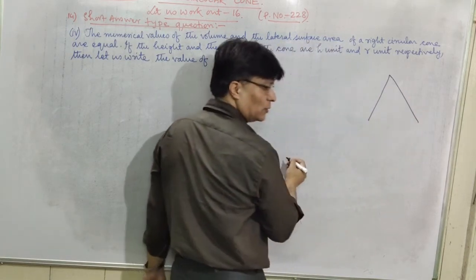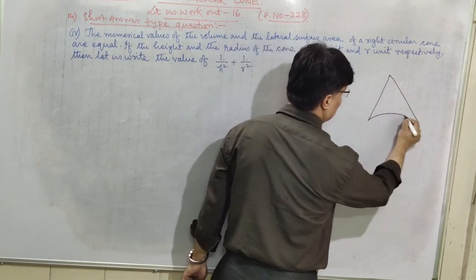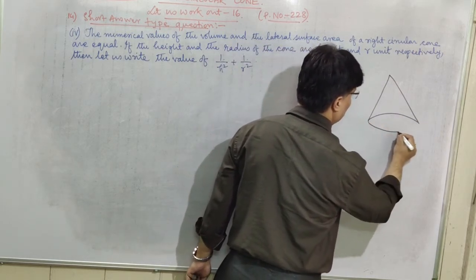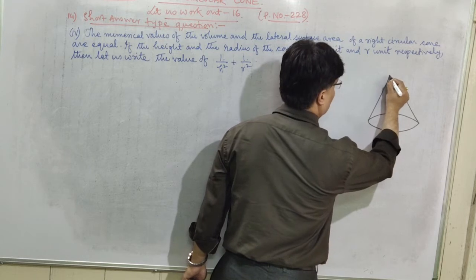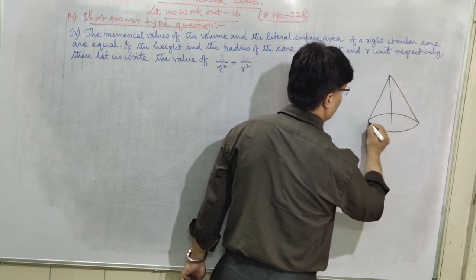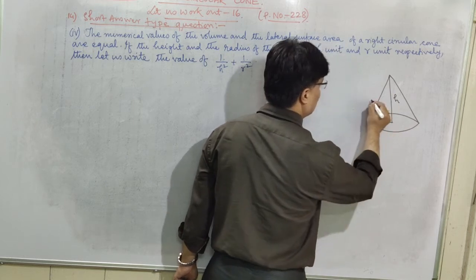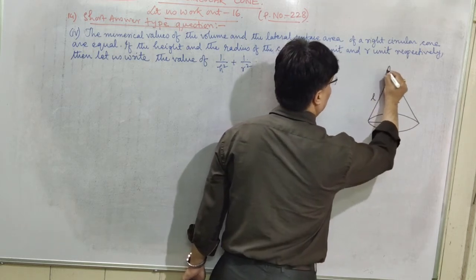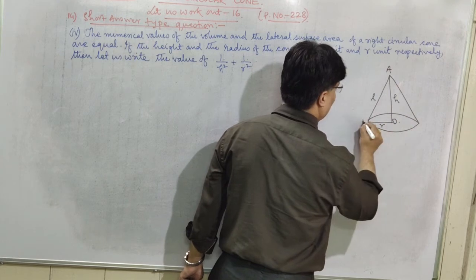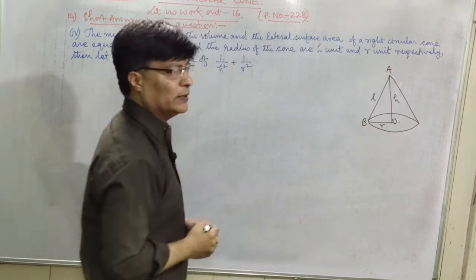So this is a cone, you know that, isn't it? So this is a cone. Now this is the vertical height h, this is the radius r, and this is the slant height L. So this is AO and this is B, AOB.